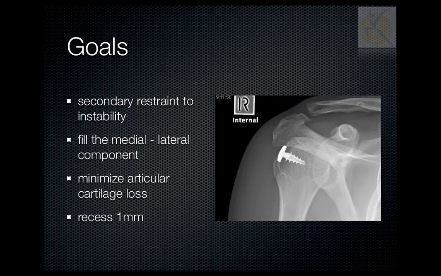We aim simply to fill the medial to lateral defect and not the superior to inferior defect. We therefore, by doing this, minimise the articular cartilage loss. This is not a load-bearing implant and should be recessed slightly on the articular margin.